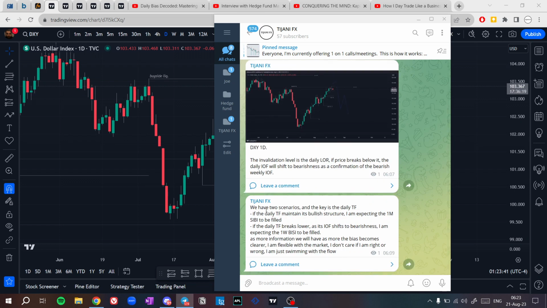So we have two scenarios here, and the key is the daily time frame. If the daily time frame maintains its bullish structure, I'm expecting the monthly BC to be filled. If the daily time frame breaks lower as its IOF shifts to bearishness, I'm expecting the weekly BC to be filled. The more information we have, the clearer the bias becomes. I am flexible with the market, as I don't care if I am right or wrong, I'm just swimming with the flow.